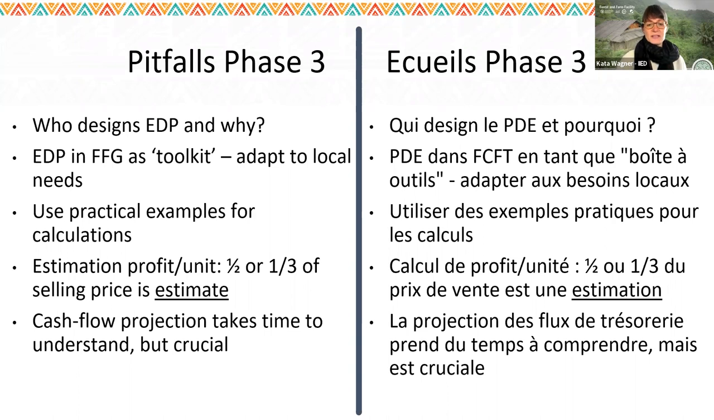And I just wanted to reiterate also that in the estimation of the profit that the enterprise can expect to make per unit of the product, I told you yesterday that you should calculate either one half or one third of the selling price for this, dependent on whether the enterprise is going to be mostly engaging in trading and producing, or whether the enterprise will be about some kind of value adding and transformation. I just wanted to reiterate that this is really just an estimate to get a rough idea. It's not an exact calculation, and it should not be regarded as that or used as that.